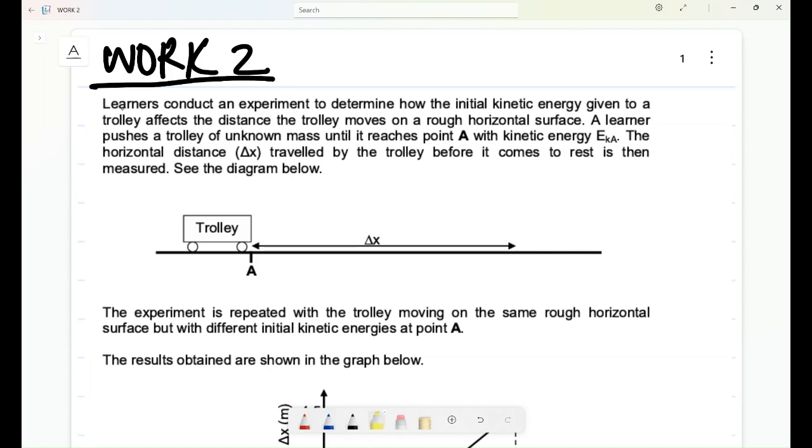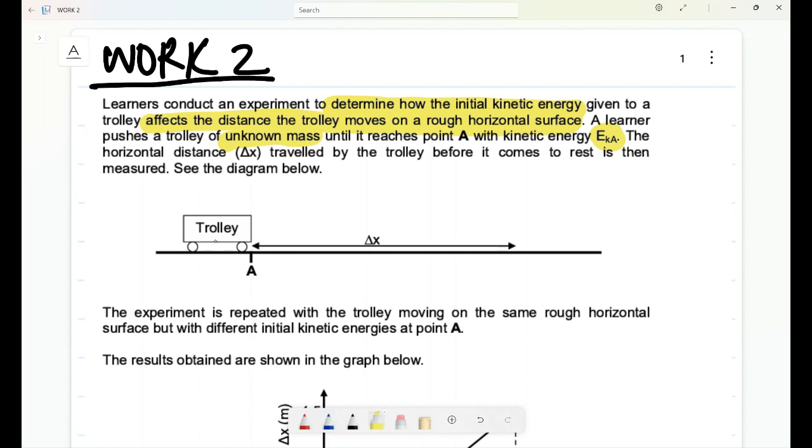It says to us, learners conducted an experiment to determine how the initial kinetic energy given to a trolley affects the distance the trolley moves on a rough horizontal surface. Here, rough horizontal surface, they are telling us there is friction without telling us. A learner pushes a trolley of unknown mass until it reaches point A with kinetic energy EK.